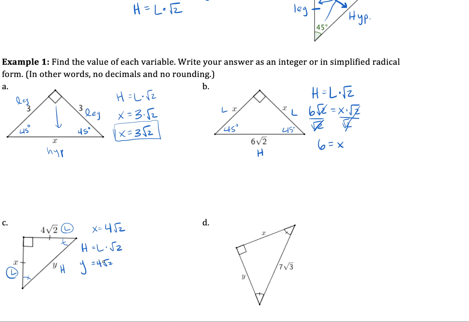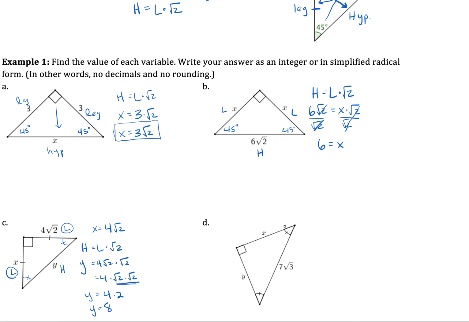Now don't forget though, this is just my L. I still have this square root of 2 hanging off over here. So my y is equal to 4 square root 2 times square root 2. I'm just going to quickly write that out as the three things that are being multiplied together so that you can see that when I multiply these two together, that's just going to be a 2. So now I have 4 times 2, which is 8. So my y value is 8 in this picture. X is 4 root 2 and y is 8.